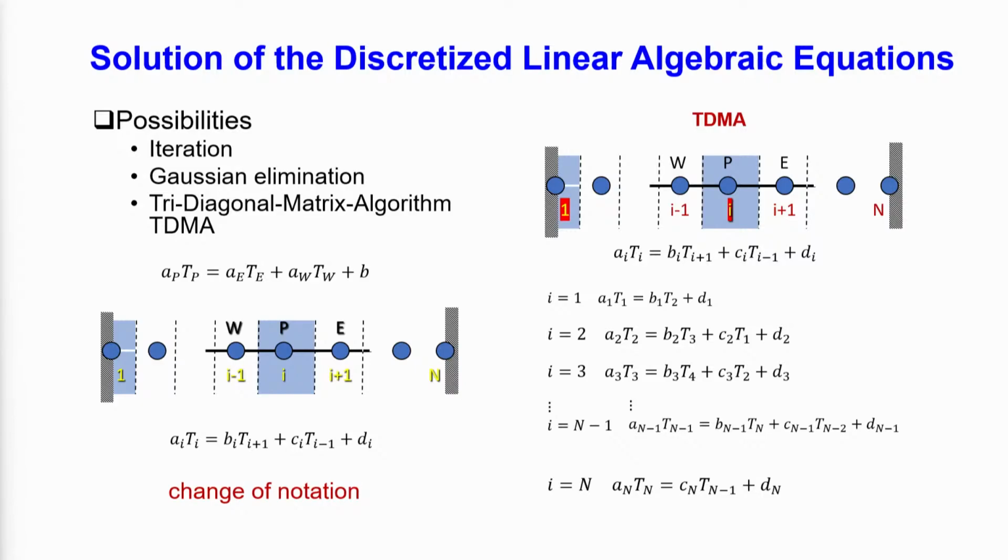Now if you code it, it is like ai Ti equal to bi Ti plus 1 plus Ci Ti minus 1 plus di, right, where for i equal to 1 and i equal to n, which are the boundary points, if temperature is given then you do not have to solve it. If temperature is not given but flux is given, you still have A1 T1 equal to B1 T2 plus D1, but there is no T minus 1 or T0, right. So at the boundary there is only one neighbor, other points have two neighbors. So we have this system of equations.